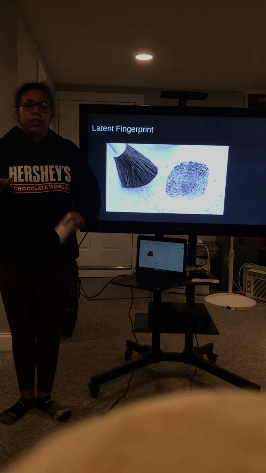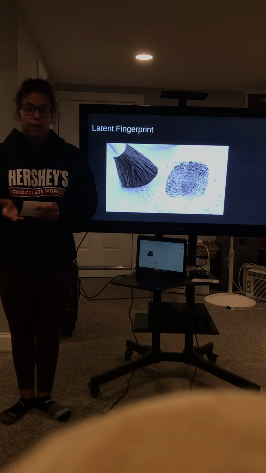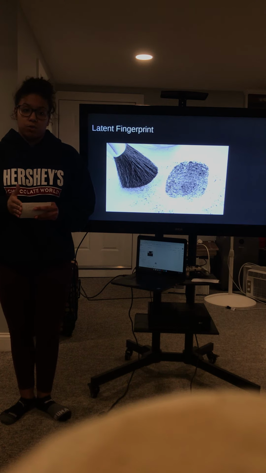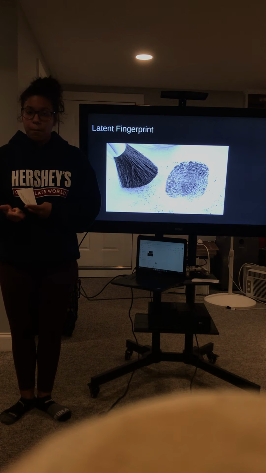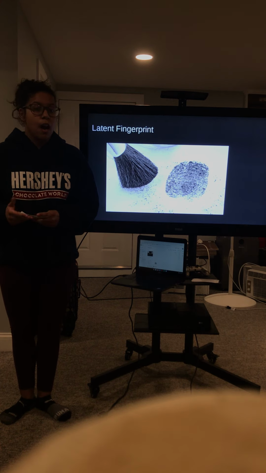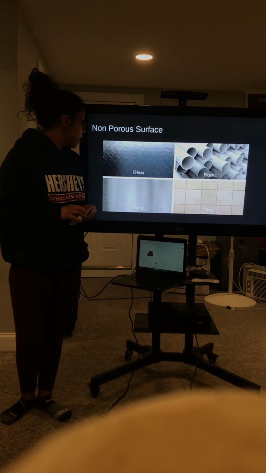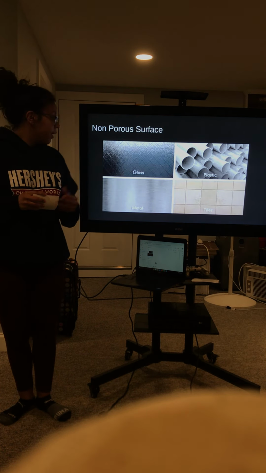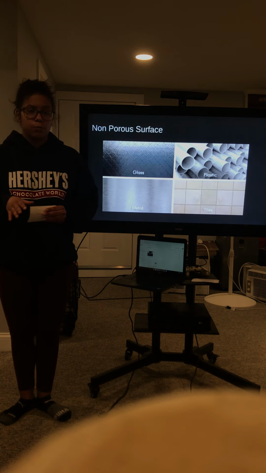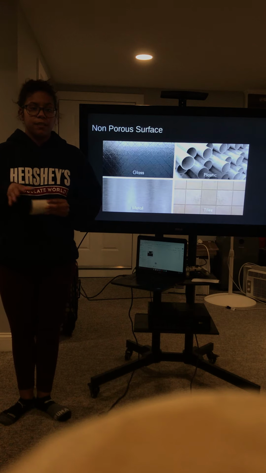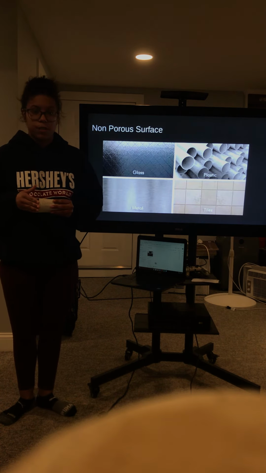The different types of surfaces on which prints are deposited will affect their durability and the type of process used to develop them. There are three broad categories: non-porous, porous, and semi-porous. Non-porous surfaces are not absorbent. They repel moisture. For example, mirror, glasses, plastic, and different types of wood. These types of surfaces are more susceptible to damage because the prints are only on the outermost surface.